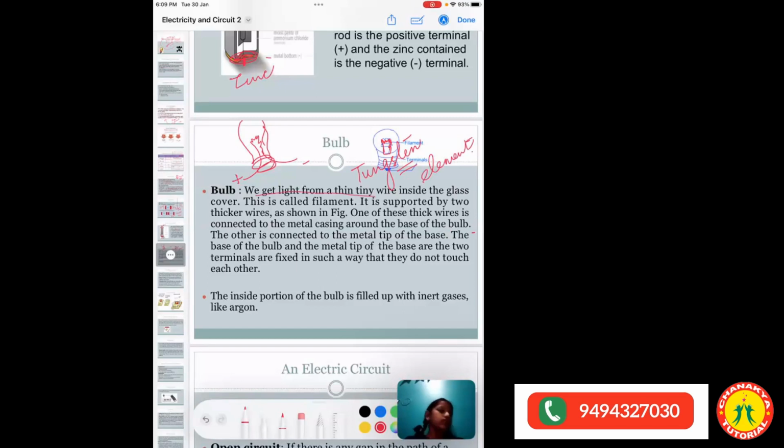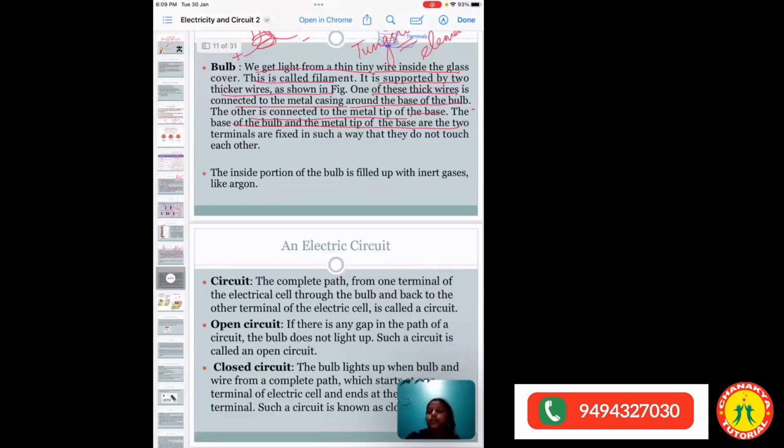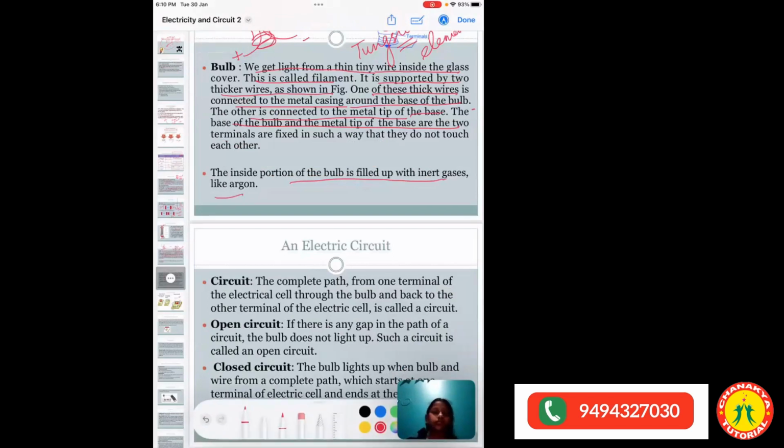So we get light from a thin, tiny wire inside the glass cover, which is called the filament. It is supported by two thicker wires as shown in the figure. One of these thick wires is connected to the metal casing around the base of the bulb. The other is connected to the metal tip of the base. The base of the bulb and the metal tip of the base are the two terminals, fixed in such a way that they do not touch each other. And the inside portion of the bulb is filled with inert gases like argon.